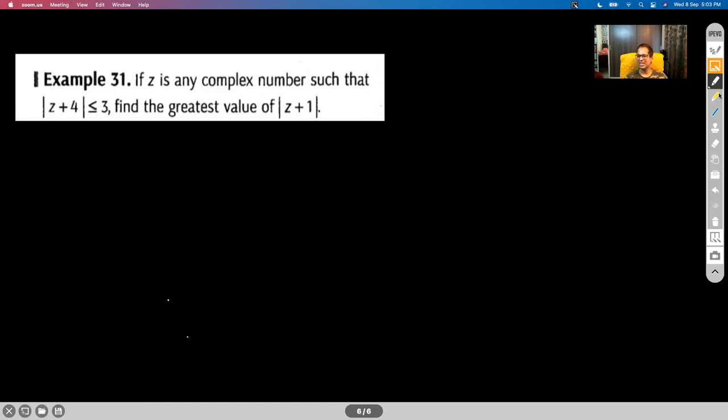Okay. So let us take this. I'll solve it in two ways. One is by using your regular inequality. See, what do we want to find out? The greatest value of mod Z plus one, the greatest value.